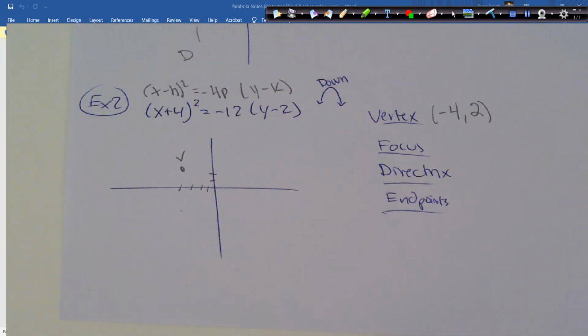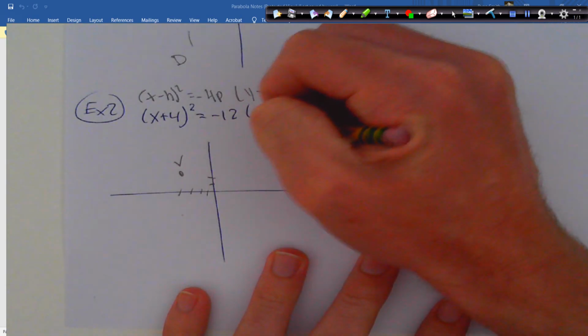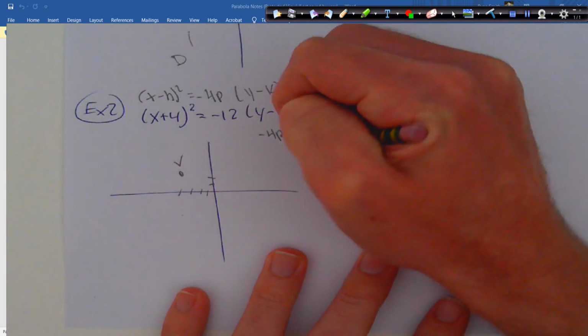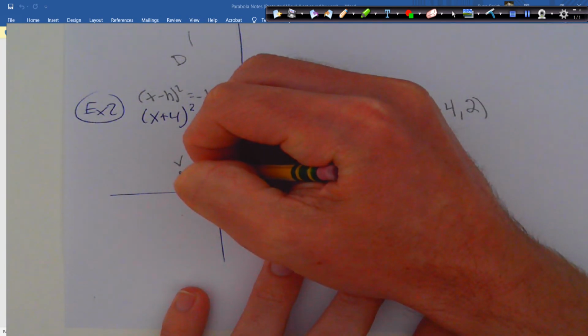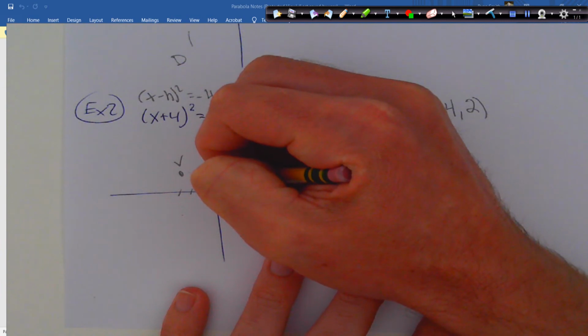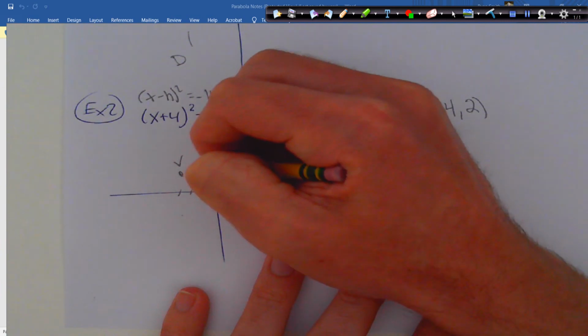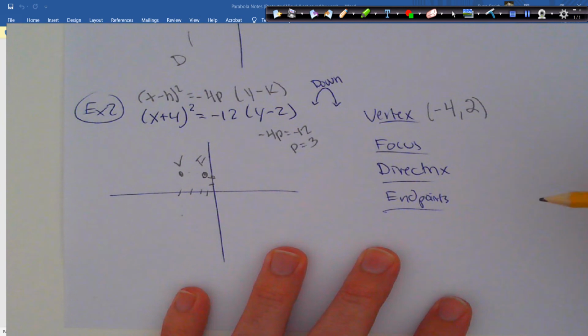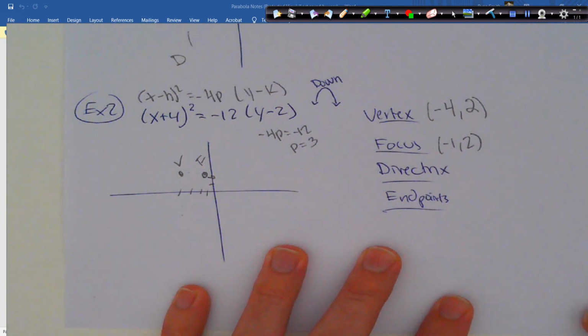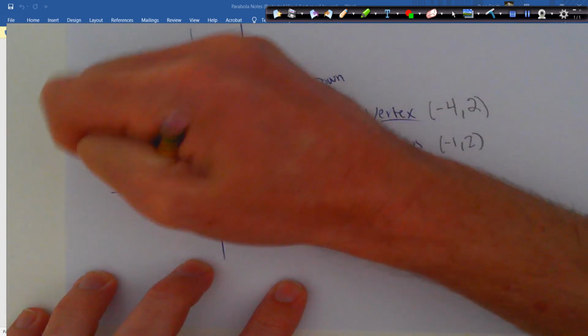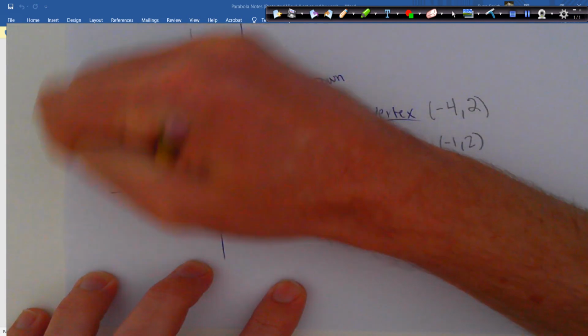The distance between the vertex and the focus is p, so we're going to set -4p equal to -12, which means p is going to equal 3. So I'm going to go 1, 2, 3 steps forward, which is going to give me right there. So that's at -1, 2. And then we're going to go 3 back, 1, 2, 3, and that's my directrix.